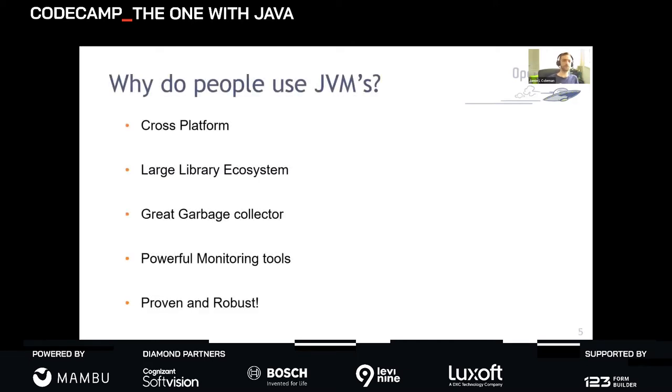So why do people use JVMs? Like I mentioned, they have cross-platform support. They have a really large library ecosystem, so Java pretty much contains everything you need to create great enterprise applications. Great garbage collection, that's something else the JVM provides and you can tweak. It's got really powerful monitoring tools and it's proven and robust. Enterprises have been using it for the last 20 years and they're still continuing to use it. For a language and the JVM technology to last that long is quite impressive and just shows how good it actually is.